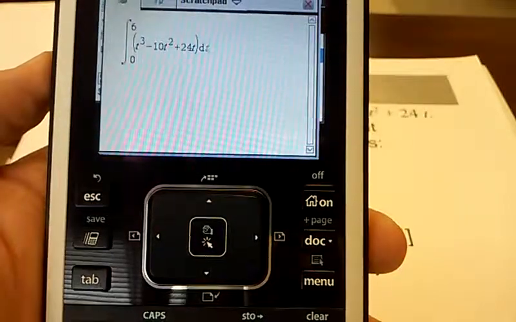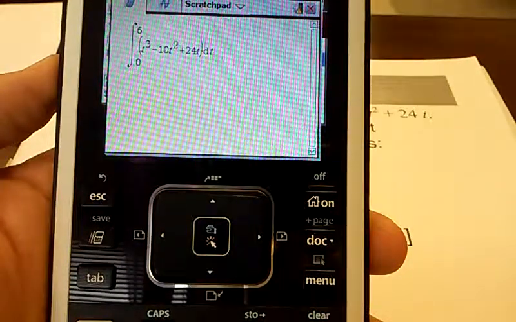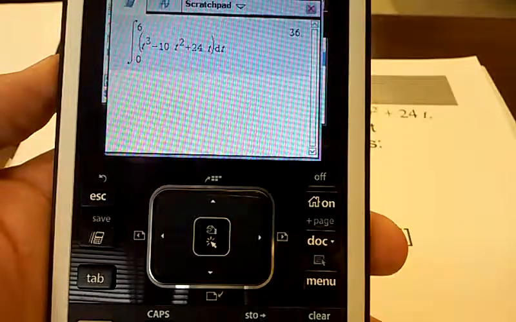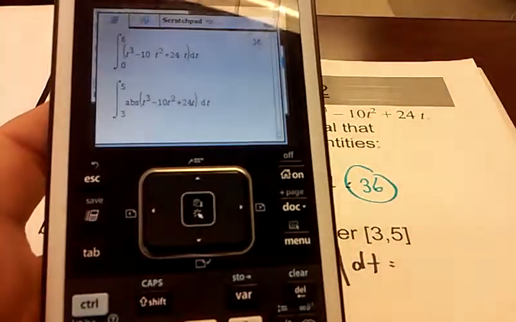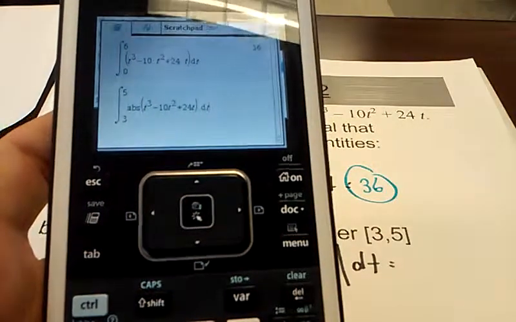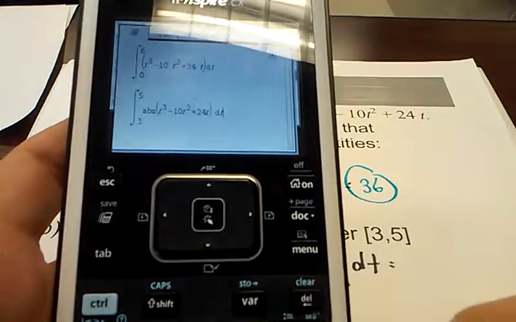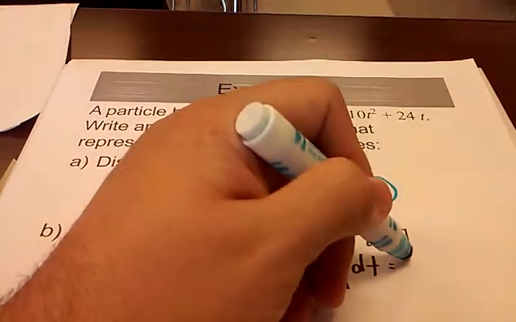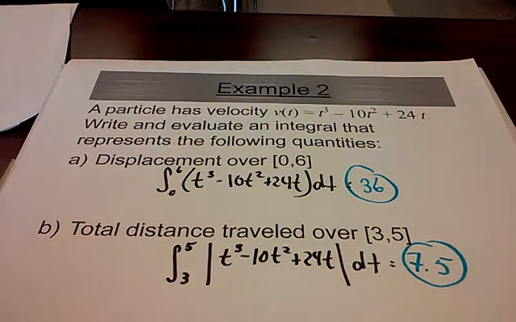Now, one way that I could get my answer would be to use my graphing calculator to plug in the displacement, and my calculator gives me a displacement value of 36. So that would be my answer for the displacement over the integral from 0 to 6. And I could also do the same thing for the total distance traveled. Notice I changed my limits from 3 to 5. I put ABS for absolute value symbols, and then I'm just going to hit enter, and the calculator gives me 7.5 as my answer. So displacement would be 36. The total distance would be 7.5. But just remember that total distance is the absolute value of the velocity function.